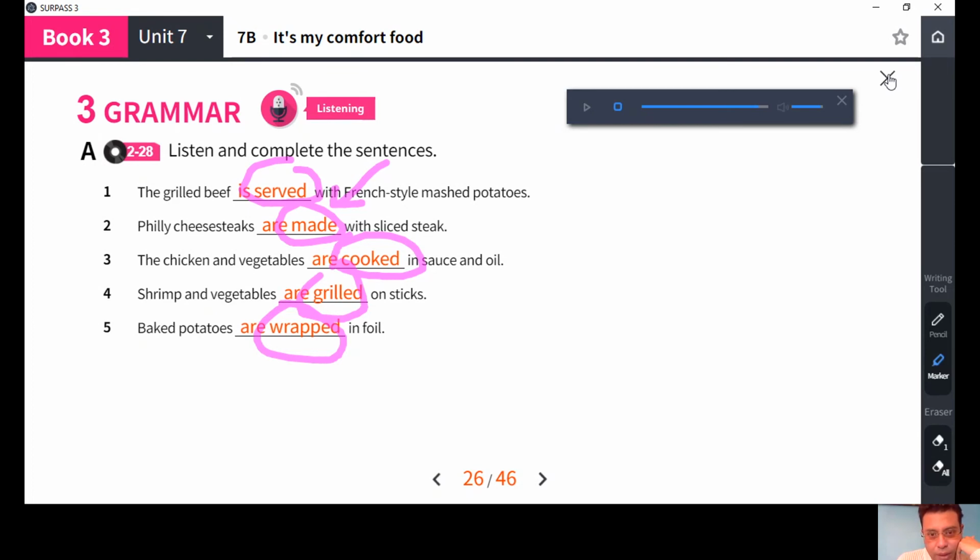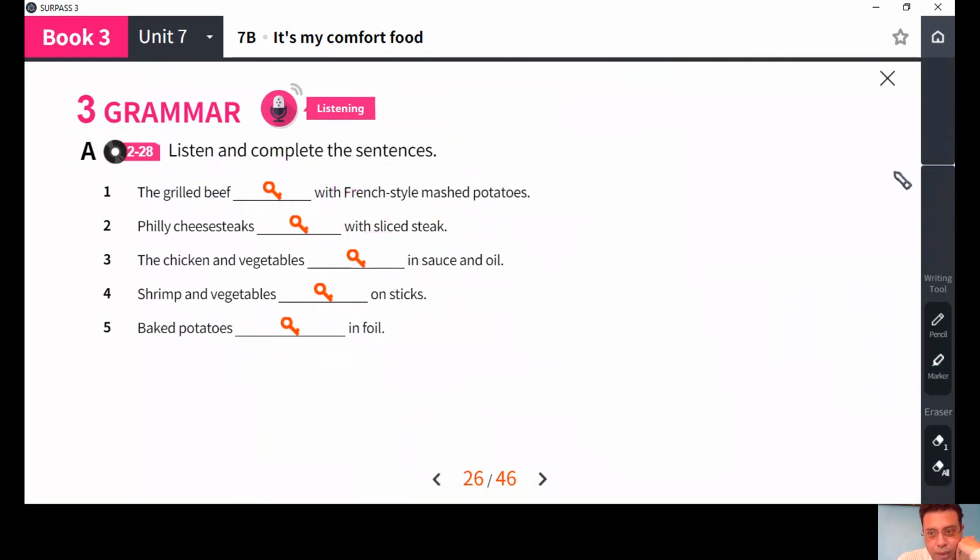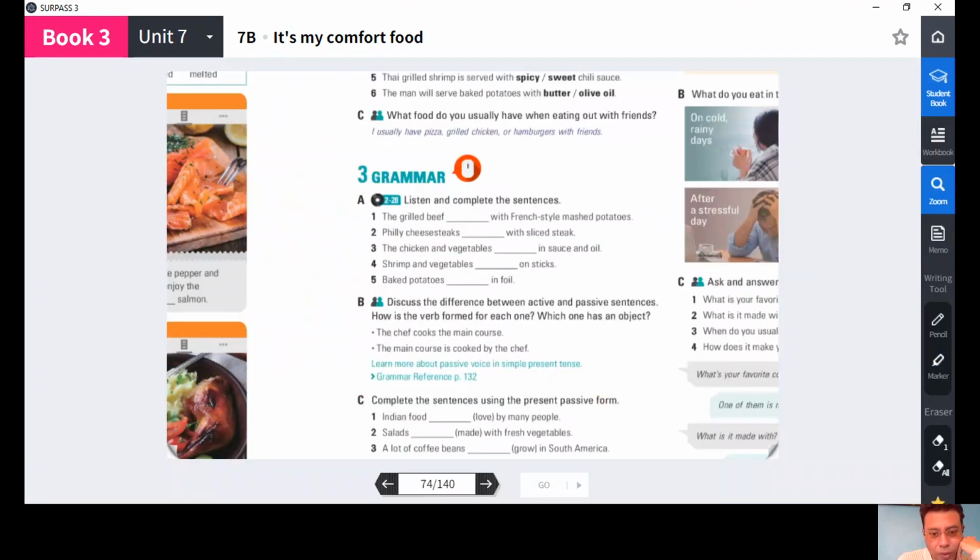Okay, so that's the activity that I want to show you. I hope to give you more information and more details about passive voice in present simple. In the last class we talked about it in general, but right now I want to show you the grammar reference and everything about the specific areas of how you are going to write your sentences in passive voice in present simple.